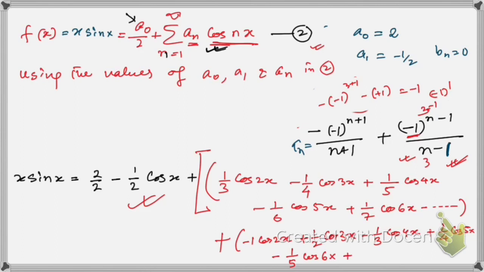Then you're going to have plus 1 by 7, then you're going to have cos 8x. Sorry, I made a mistake here. That should be 6, then cos 7x, right? And so on. Then minus 1 by 7 cos 8x, and so on, right? That's how we can evaluate this, right? So hope you have understood this. Now let me copy these things and let me go to the next slide.